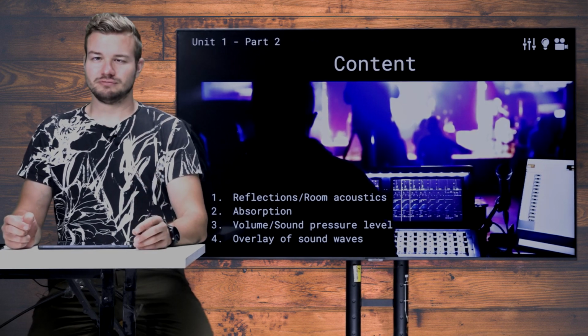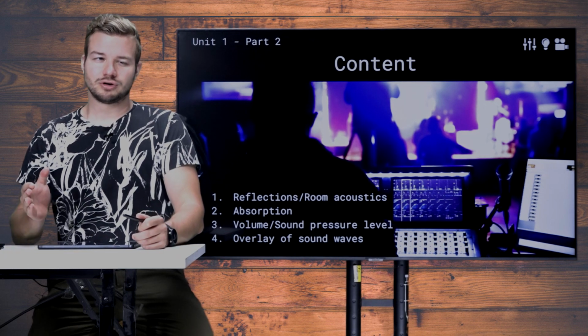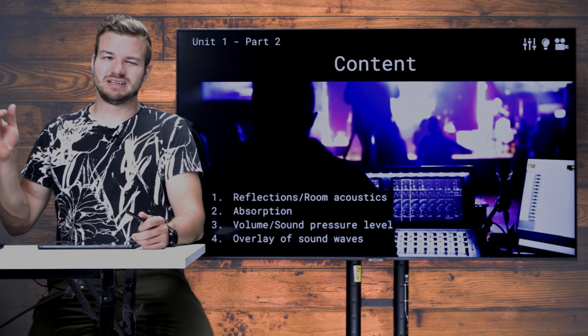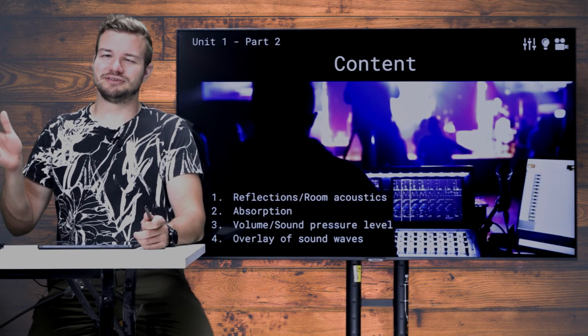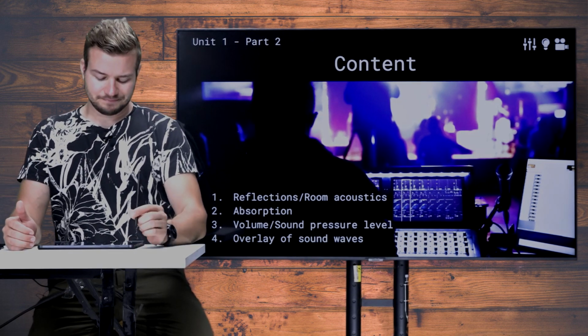Then number two, we talk about absorption. It's closely related to room acoustics, but more into material. So how do different materials react when a sound wave hits that material?